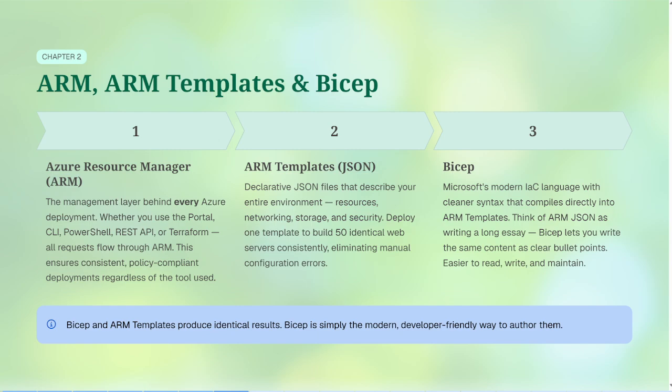Bicep. Bicep is Microsoft's modern language for writing infrastructure as code. It performs the same job as ARM templates but with a much simpler and cleaner syntax. Think of it this way: writing an ARM template in JSON is like writing a long detailed essay. Writing the same deployment in Bicep is like creating clear organized bullet points. The information is the same, but Bicep is much easier to read, write, and maintain.